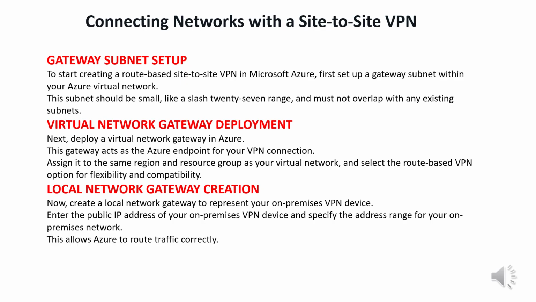Now, create a local network gateway to represent your on-premises VPN device. Enter the public IP address of your on-premises VPN device and specify the address range for your on-premises network. This allows Azure to route traffic correctly.